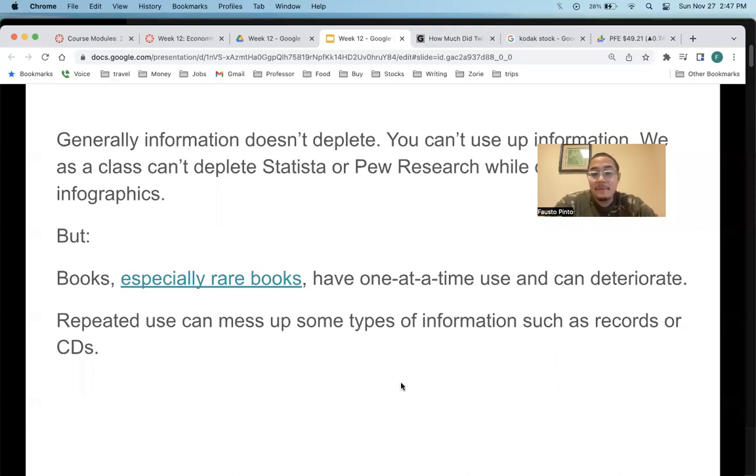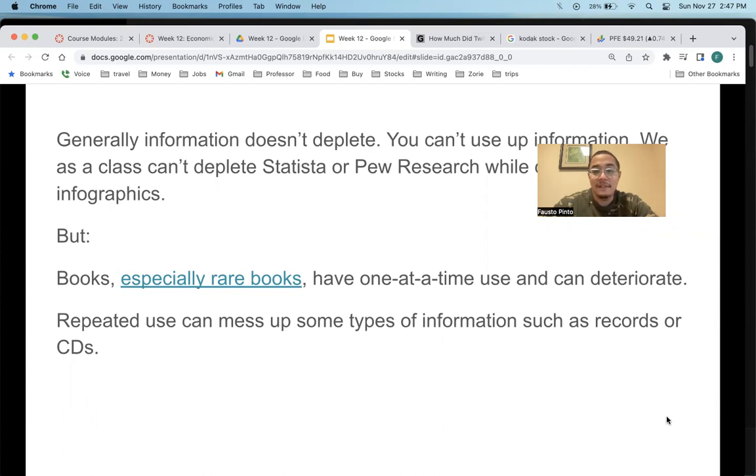Repeated use can mess up some types of information. Think about records and CDs. You ever miss a video game? If you keep using it, mismanaging it, you can not use it anymore. It skips, and you'd have to buy a whole new CD. And if that CD is still around, this is a problem. The digital age solves this issue.